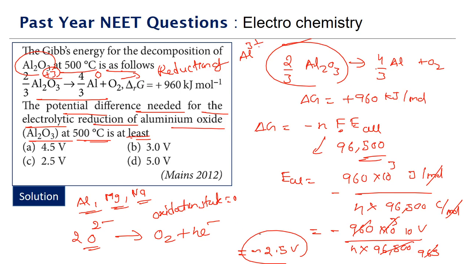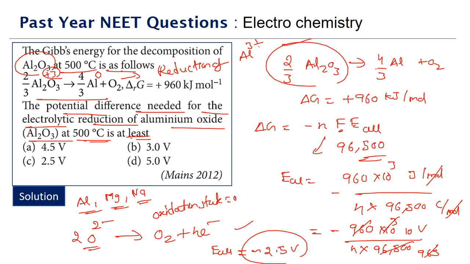So this is the E cell, and we need to overcome this in order to perform the reaction, because a negative E cell indicates that this is not going to be a spontaneous process.